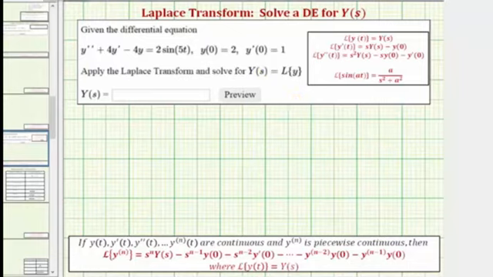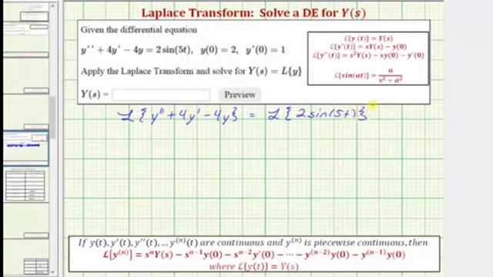So for the first step, we take the Laplace transform on both sides of the equation. So we'd have the Laplace transform of y double prime plus 4y prime minus 4y equals the Laplace transform of 2 sine 5t.